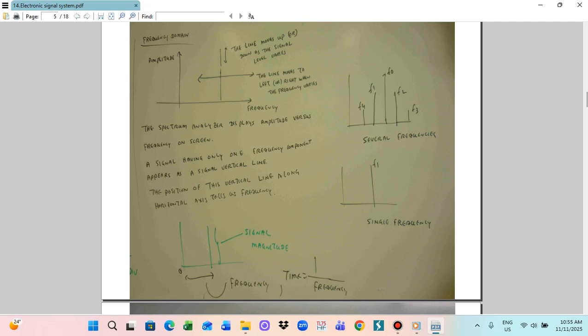So for time domain analysis, you can see this oscilloscope. How do you read the oscilloscope? So I show the oscilloscope here. This is the oscilloscope screen.